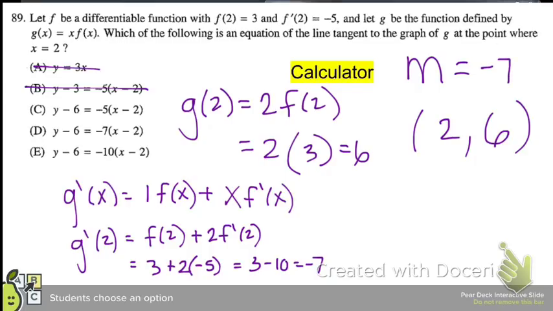And so, therefore, my answer would be answer choice D, because it has the correct slope of negative 7, and it has the correct x and y value at 2, 6 from the point there.